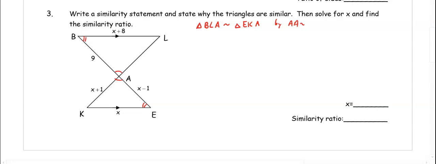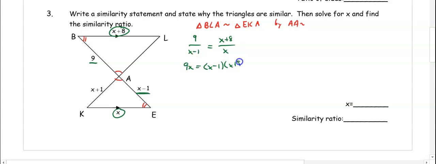So in this case, we're only solving for x. So in the first triangle, we have the side 9, which is going to match up with x minus 1. So we have 9 over x minus 1. The other side in the first triangle is x plus 8, which is going to match up with the side that is x. So when we cross multiply here, we get 9x equals x minus 1 times x plus 8.